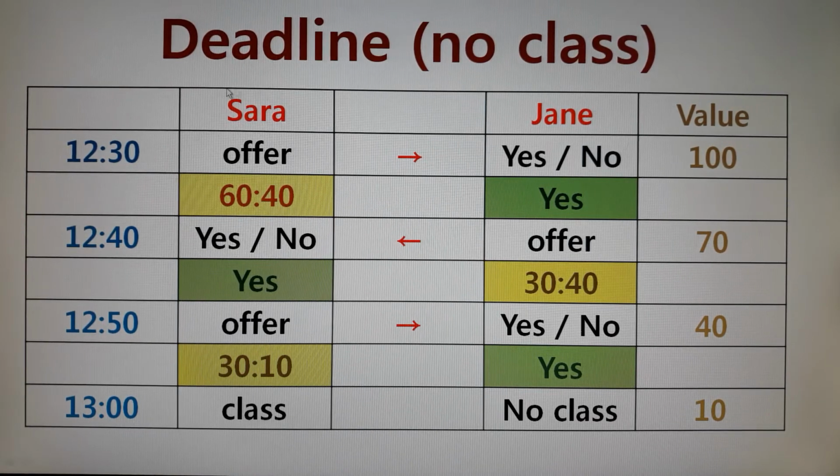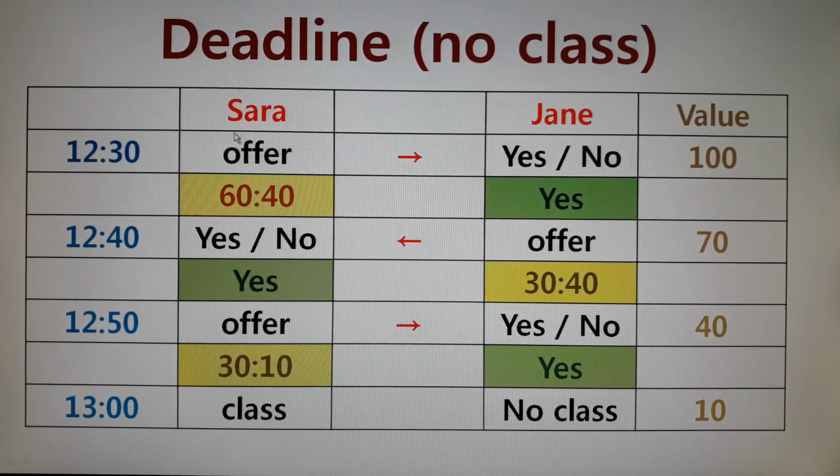So she may be suspicious of Jane, like, is it really? I mean, I don't think it's canceled. Jane said, no, it's canceled. So they talked to each other, and then what happened? Sarah said, I don't trust you, so I'm not going to offer you 40 because it looks like you have a class. So 30 would be enough, 70-30.